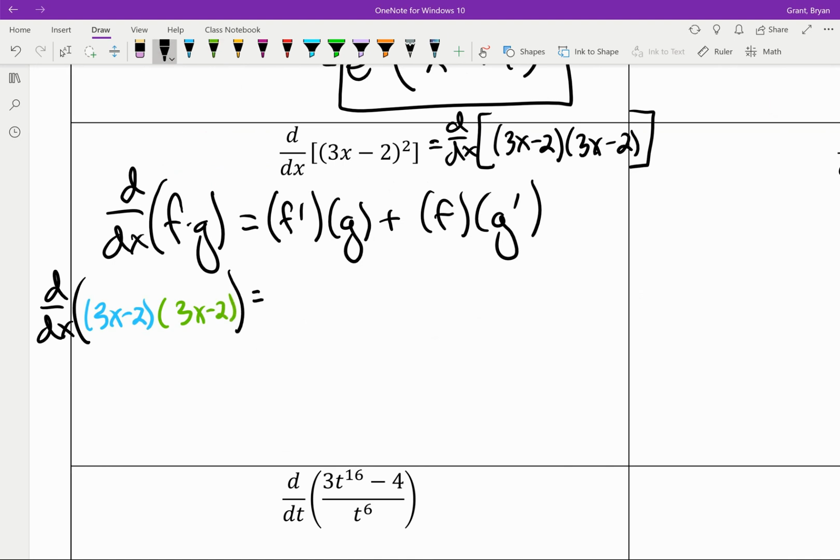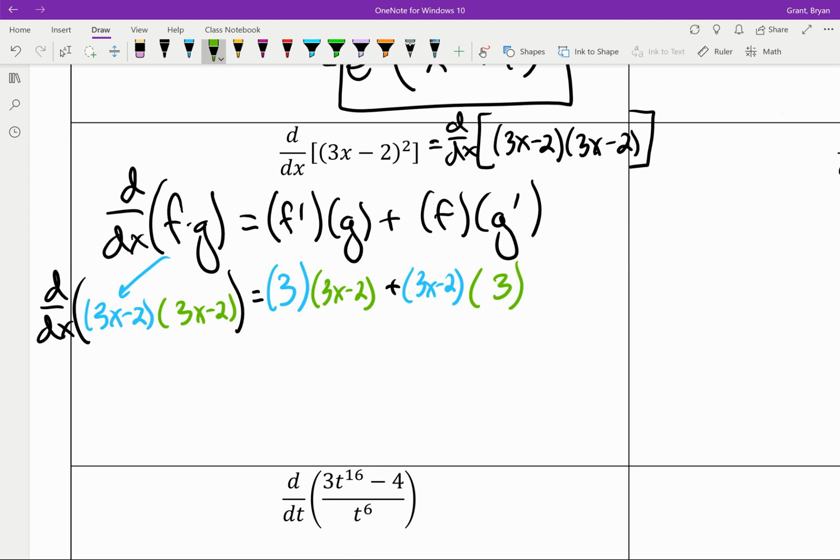Okay, well that's going to be equal to f prime, so the derivative of f, the derivative of 3x minus 2. The derivative of 3x is 3, the derivative of negative 2 is 0, so it's just 3, that's pretty nice. Keep g the same, I can do that, plus keep f the same, that was 3x minus 2, and then multiply by g prime, well, 3, that's the derivative we did before, it's just 3. And you're done. That's your final answer.